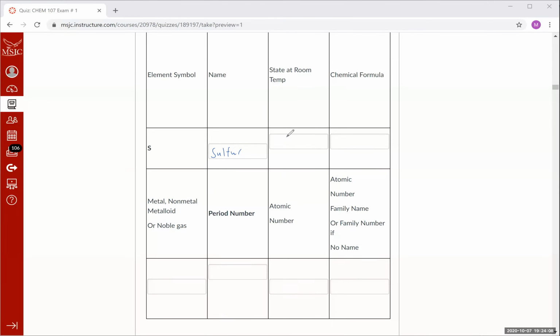What is the state of sulfur at room temperature? What is the physical state for sulfur? Solid. Yep, exactly right. The chemical formula: sulfur is a polyatomic element. And what's the formula? S8. Yep, S8, exactly right. Sulfur, as we know, is a non-metal.